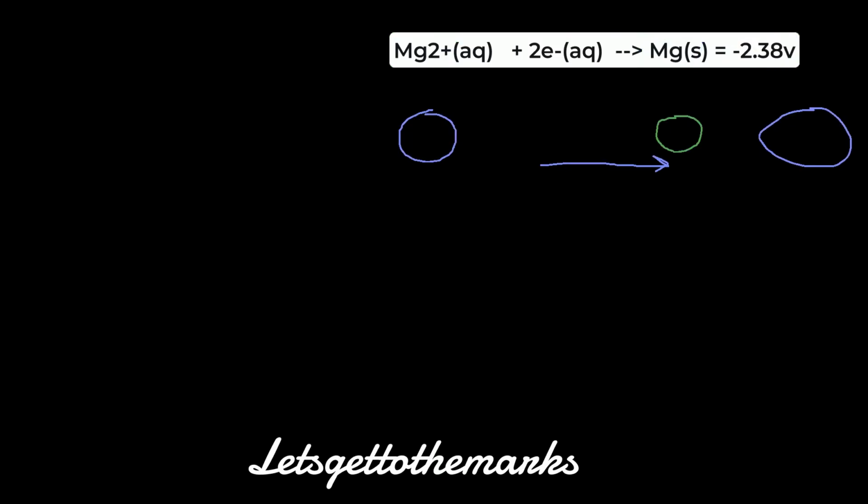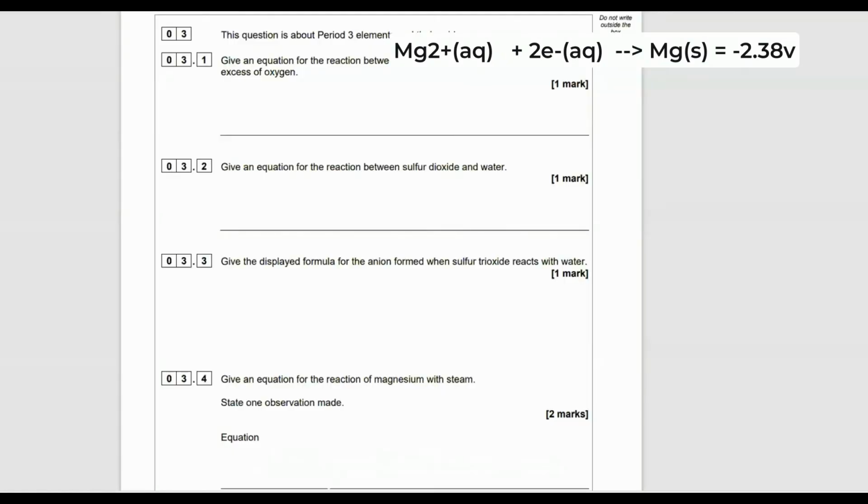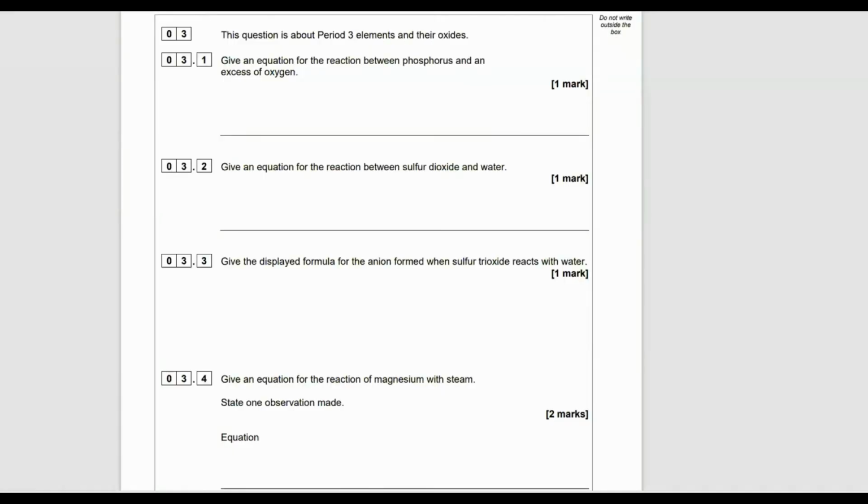Right. Let's move on to the next question. So, question 3. This is about the period 3 elements and their oxides. Give an equation for the reaction between phosphorus and an excess of oxygen.